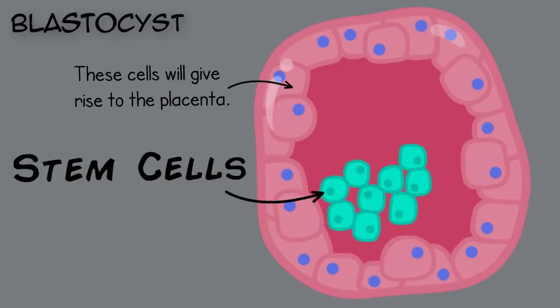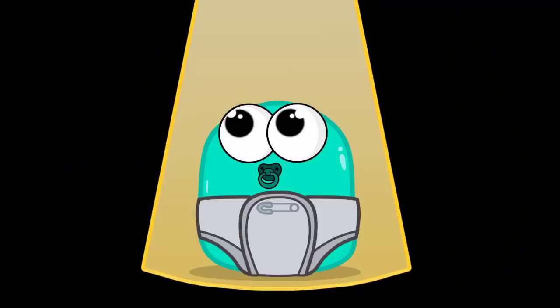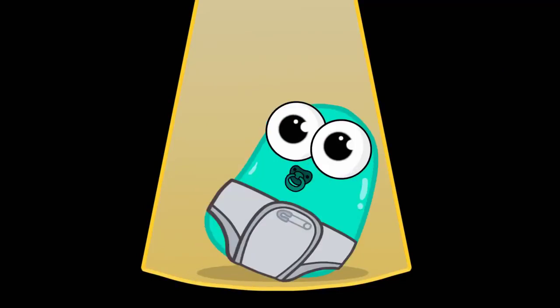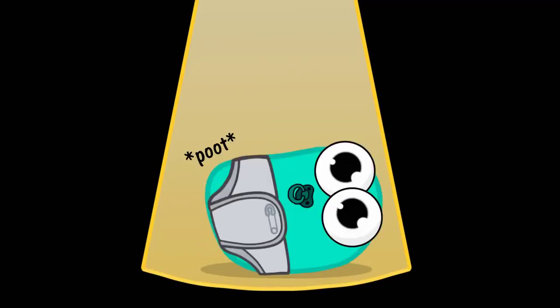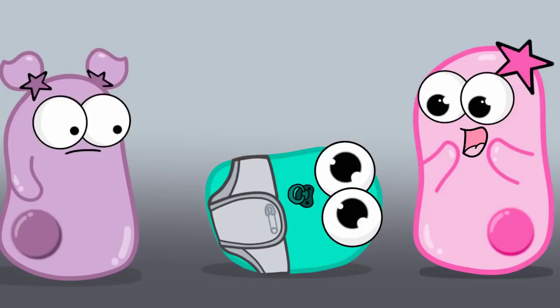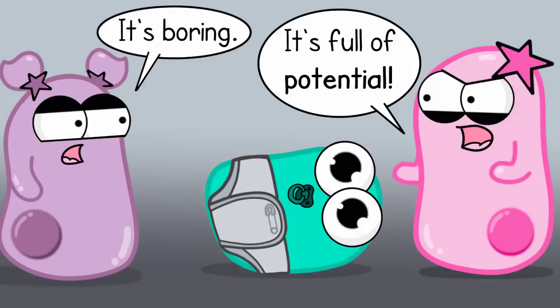Notice it has stem cells, and these stem cells, they're amazing. See, they're not differentiated yet. They're not specialized. They're like blank slates. They don't have a special structure. They don't have a special job. They can become any type of body cell.